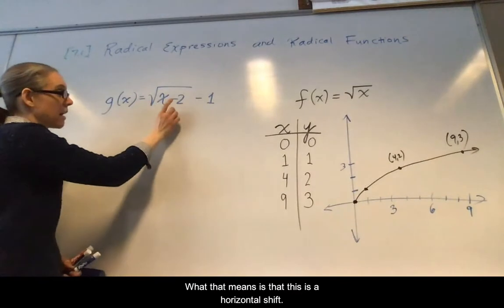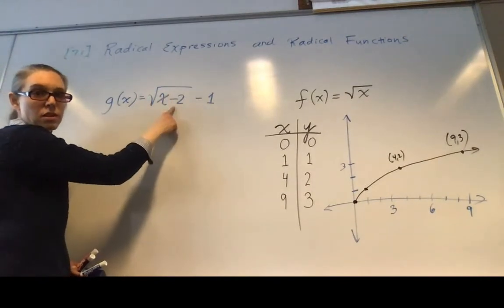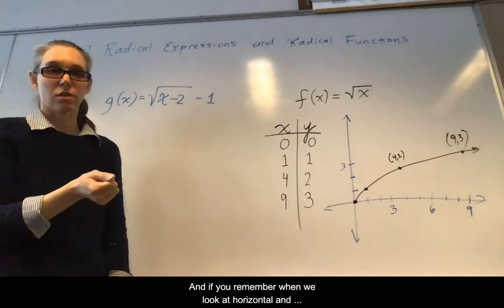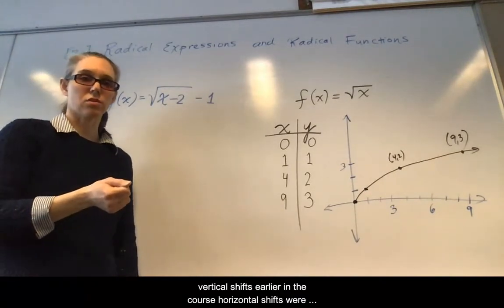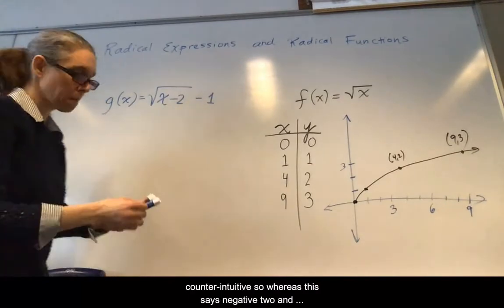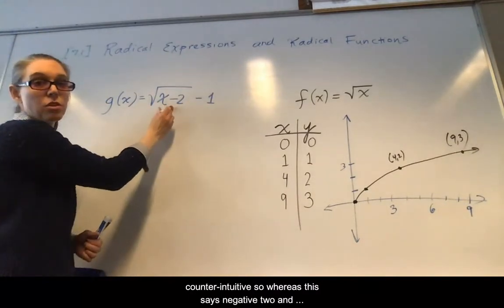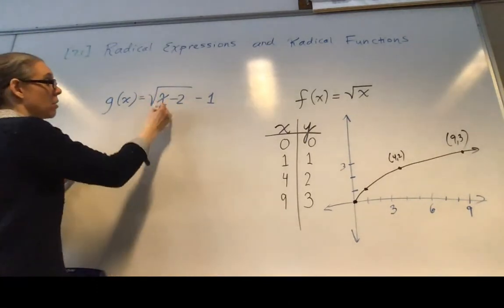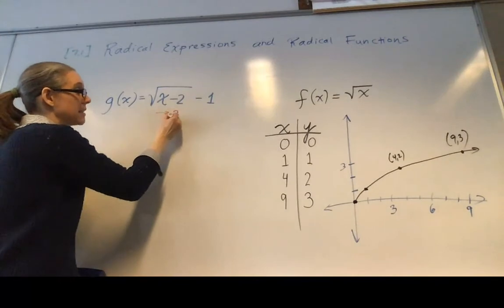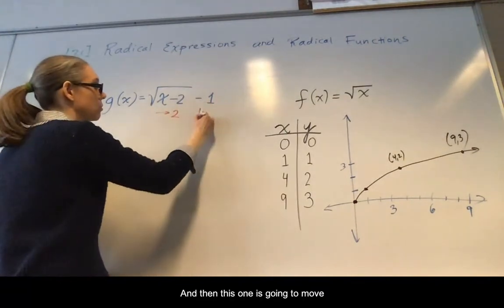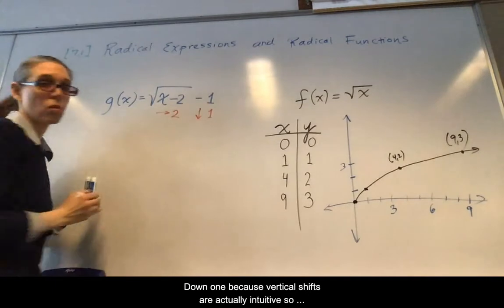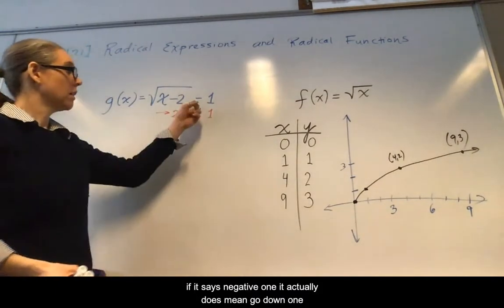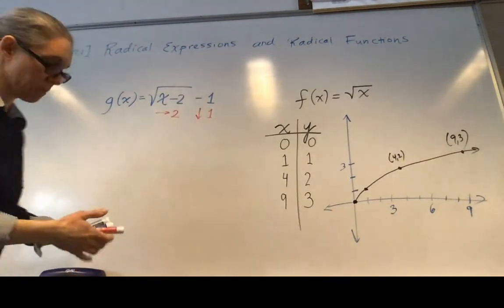What that means is that this is a horizontal shift and this is a vertical shift. And if you remember when we looked at horizontal and vertical shifts earlier in the course, horizontal shifts were counterintuitive. So whereas this says -2 and you might think, -2, move left 2, it's actually going to move right 2. And then this one is going to move down 1 because vertical shifts are actually intuitive. So if it says -1, it actually does mean go down 1.